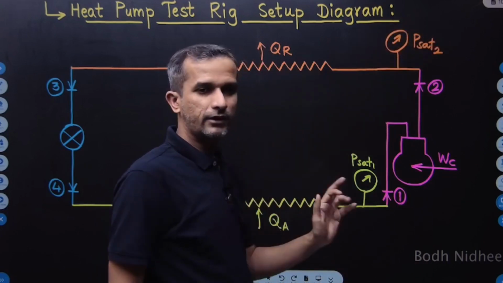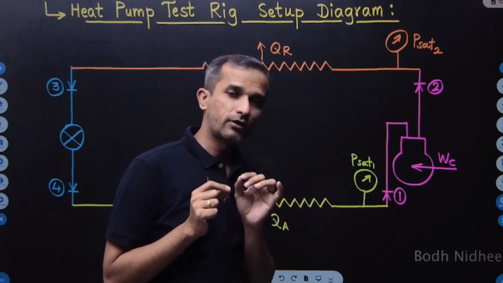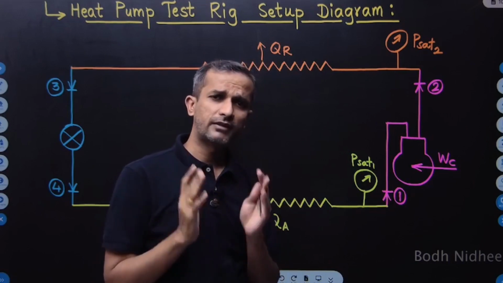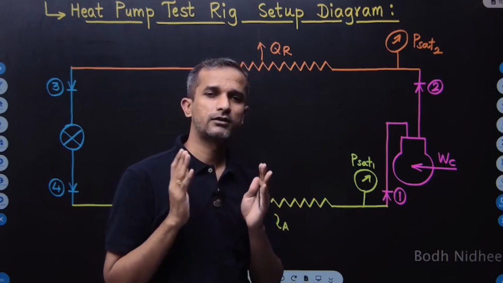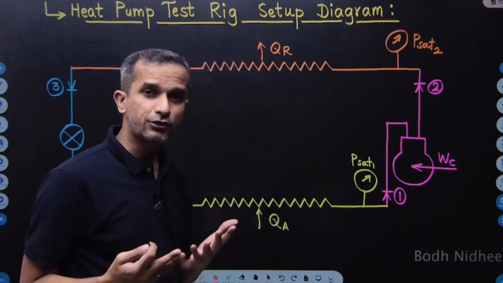4 thermocouples will give me the values of temperature. From this I can plot the theoretical TS representation. From that I can find out the 4 enthalpy values, and from that I can find out the theoretical COP of the cycle, right? Now I want to find out the actual COP of the cycle.